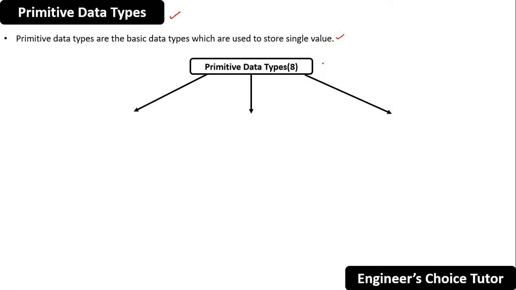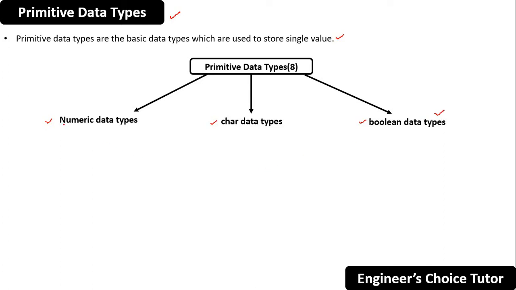The first one is numeric data type. The second one is char data type. The third one is Boolean data type. The numeric data type is used to represent numbers. Char data types are used to represent characters. Boolean data types are used to represent logical values.